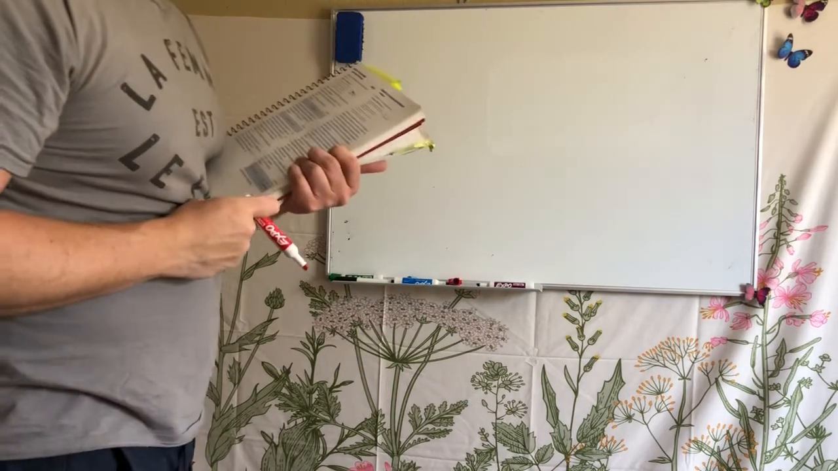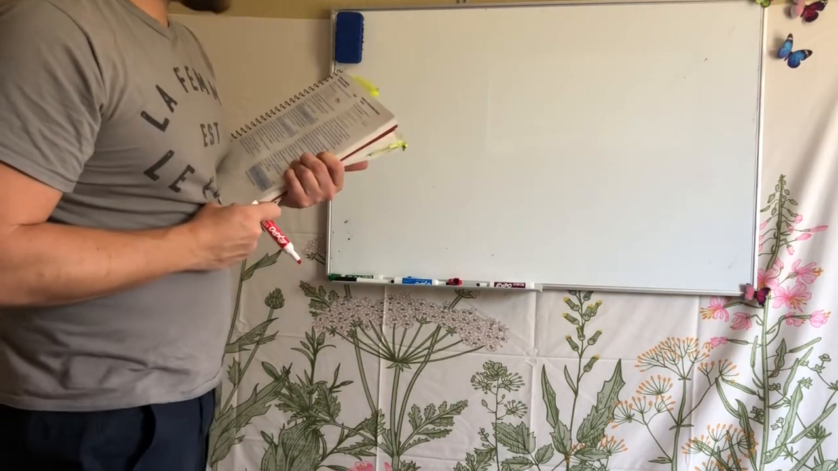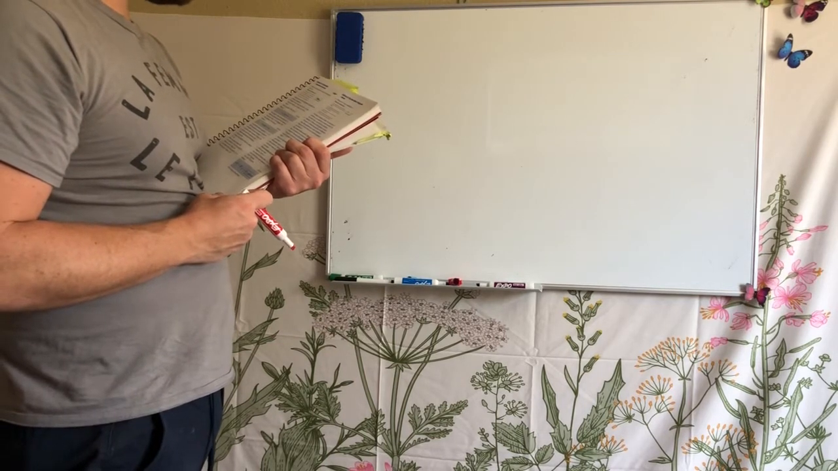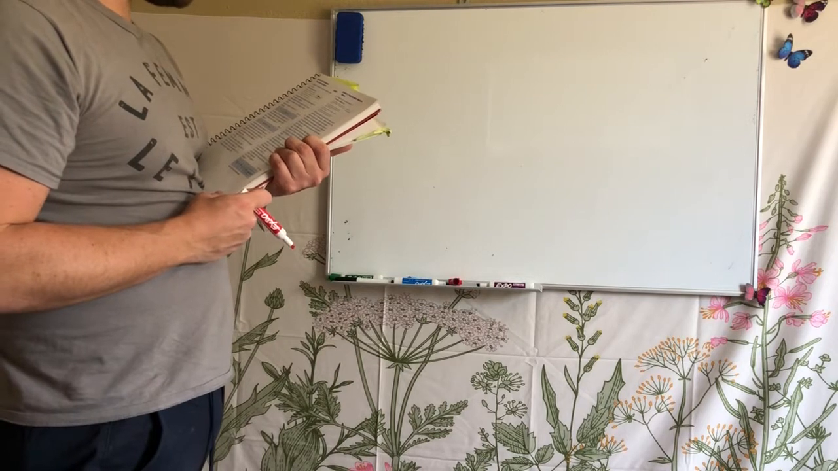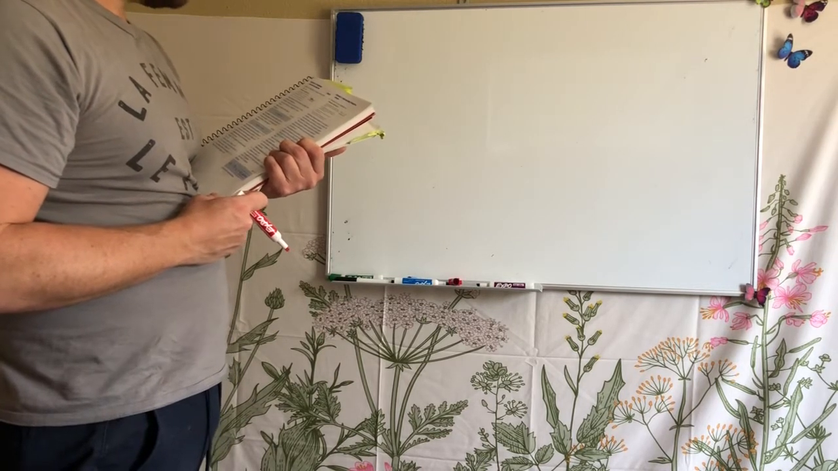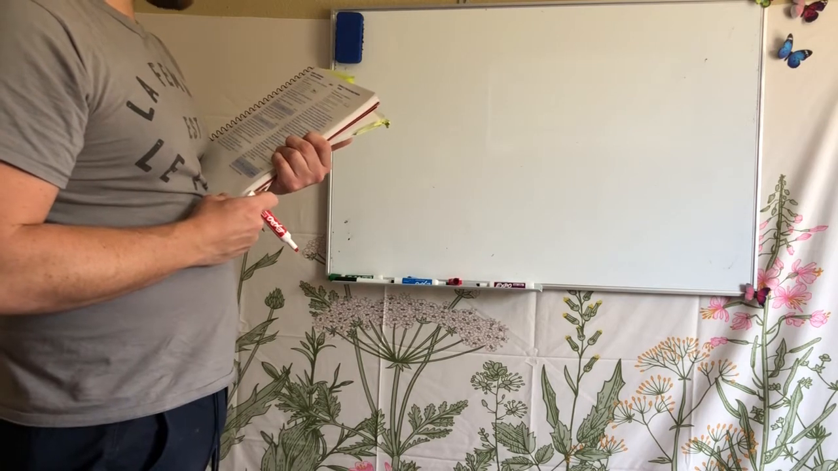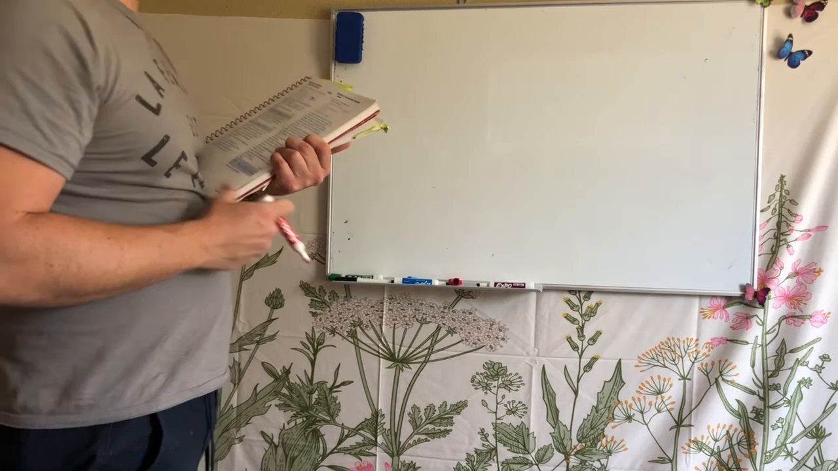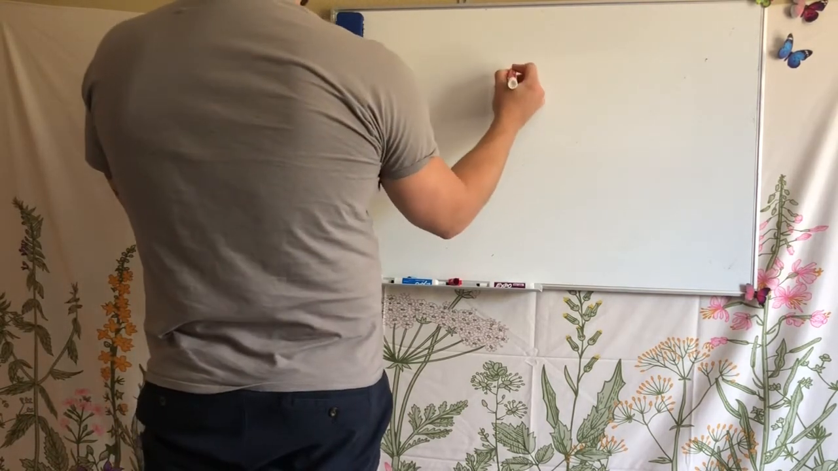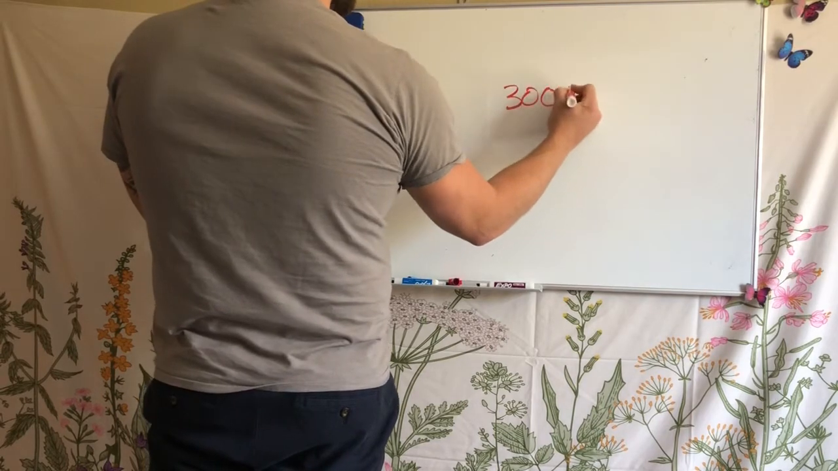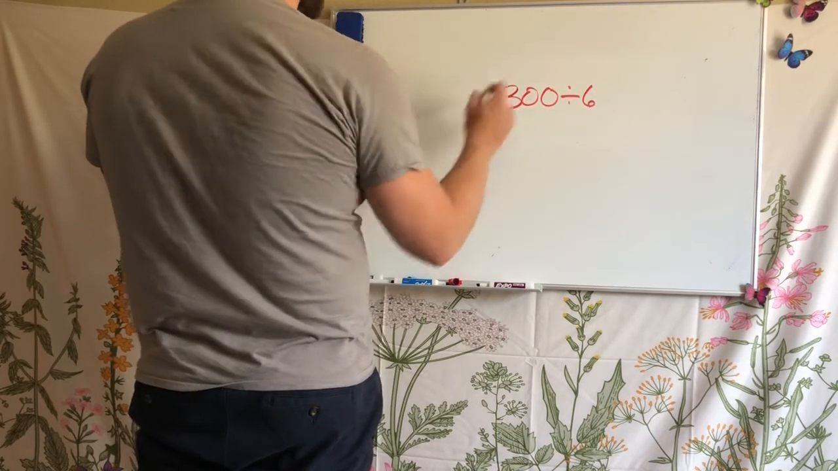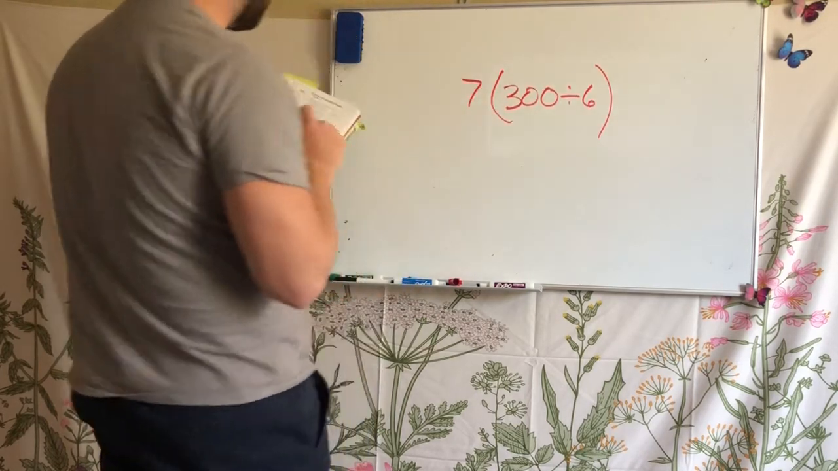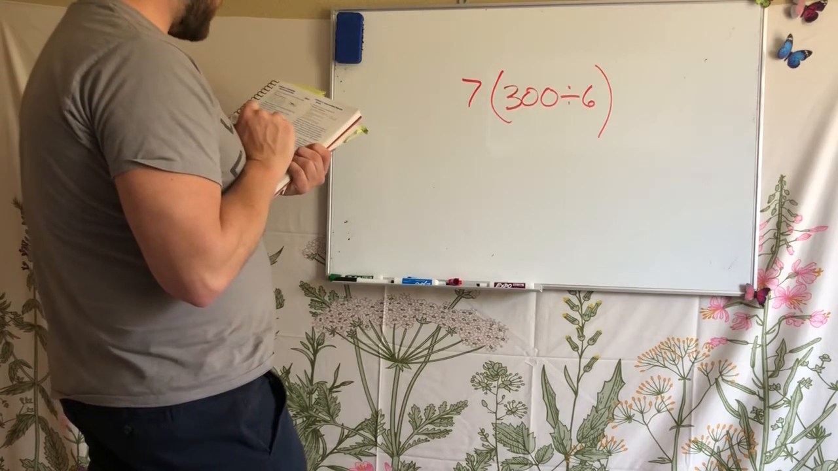So, these directions first tell about a quantity, then tell about multiplying. Problem A, show the quantity 300 divided by 6, then show the number you multiply by in front. That's 7. Write the problem, then stop. So problem A says, show the quantity 300 divided by 6, then multiply by 7. This is what it should look like.